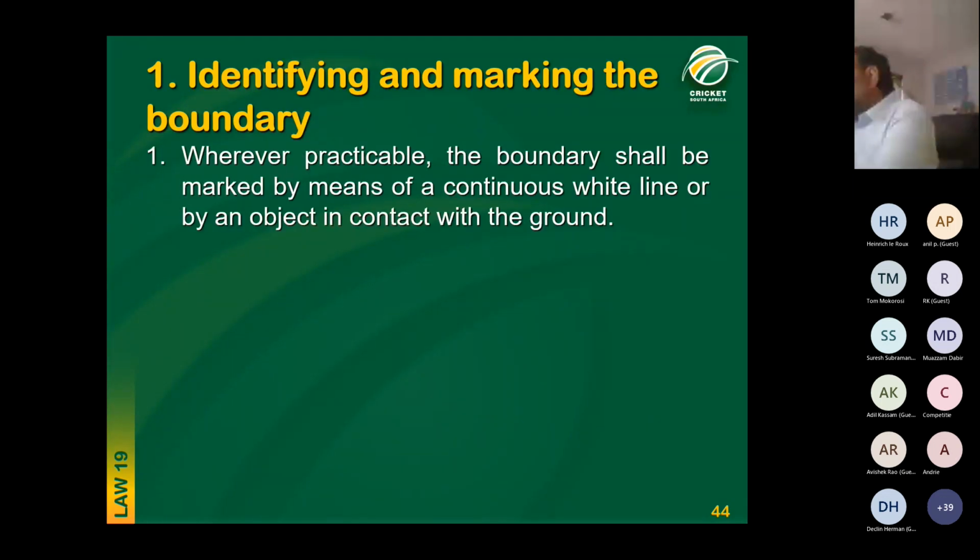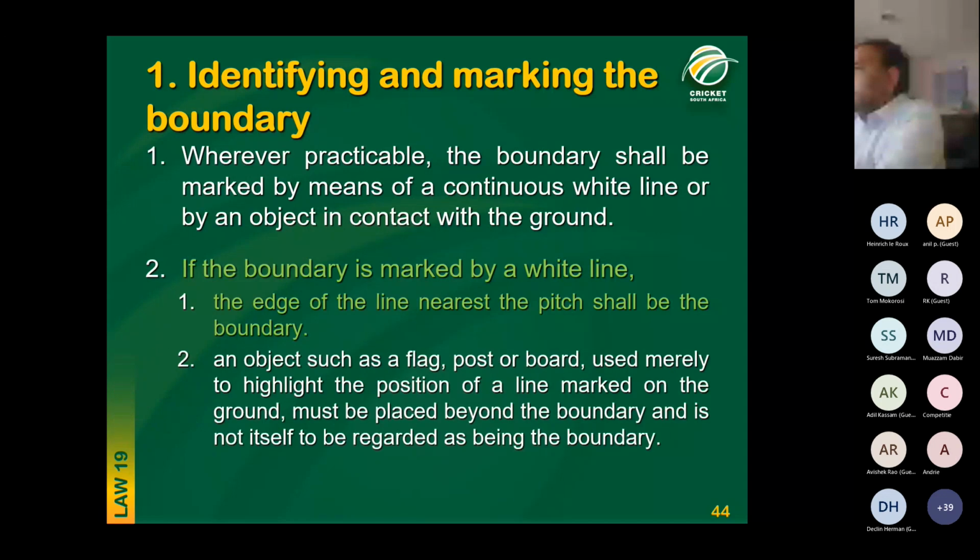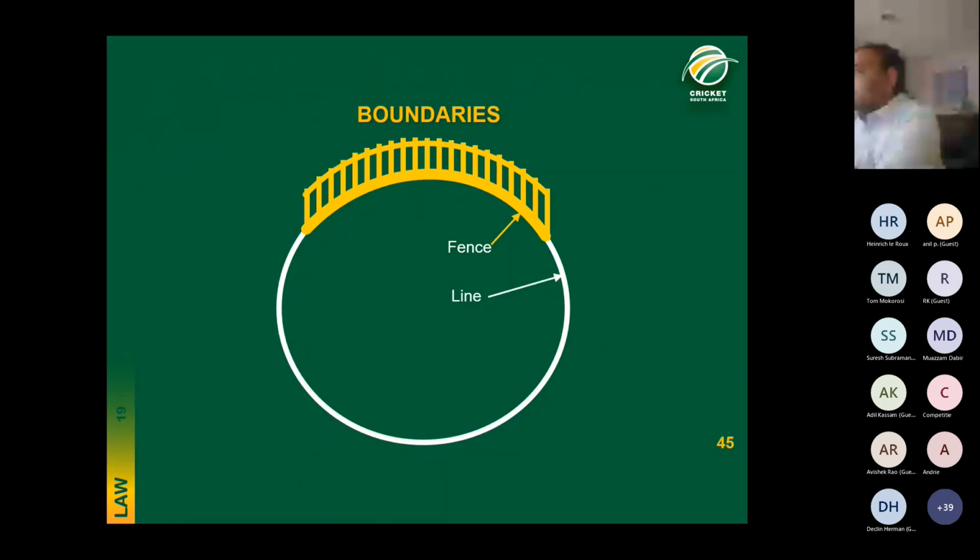In terms of boundaries, if the boundary is marked by a white line, the edge of the line nearest to the pitch shall be the boundary. Let's go to the picture on the next slide, which will illustrate this point clearly. So there you see the white line. Where is the boundary? If you look at the line, the boundary is the inner edge of that line. So whether it's a fence, a line, or a rope, the boundary is the inner edge.